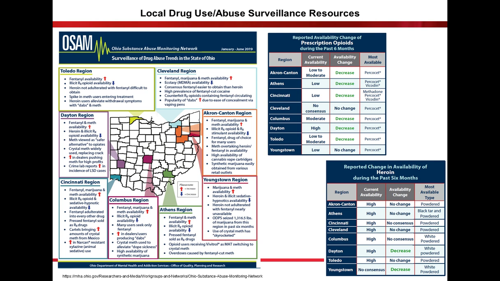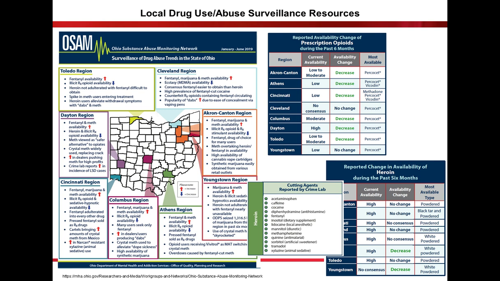I think it's great that they also provide more detailed information, like what the current availability is of prescription drugs as well as street drugs, what the changes in the availability are, so whether it's decreased or increased since the last 6-month period, and of those drug categories, which particular drug is the most commonly available. For example, for prescription drugs, apparently Percocet is the most commonly available in our area.